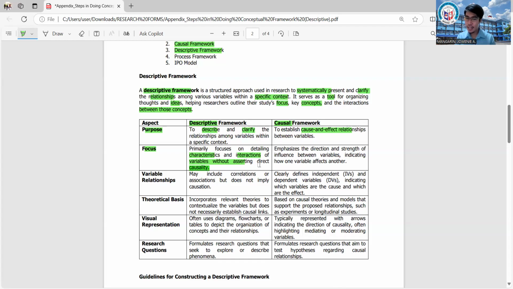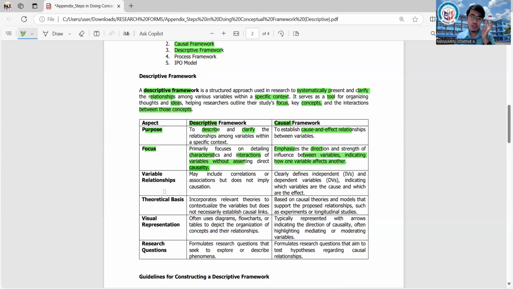Okay? On the other hand, kapag naman causal framework, directly we are emphasizing the direction and strength of the influence of the variables to one another. Direkta nating sinasabi paano nakakaapekto ang isang variable sa isa't isa.